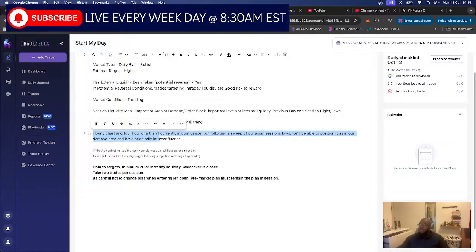At the moment, the hourly chart and the 4 hour isn't influenced, but it should turn into confluence after we sweep our Asian session lows, and we'll be able to position long inside our demand area. So that's what we're waiting to see. And once that occurs, we'll be able to take the market higher.